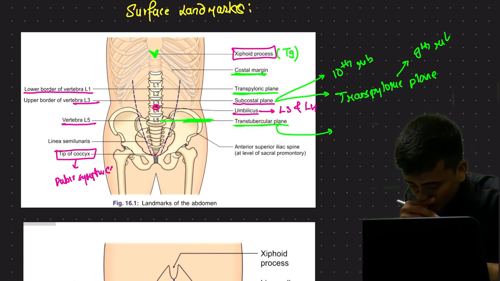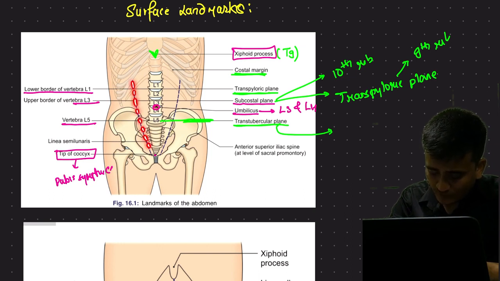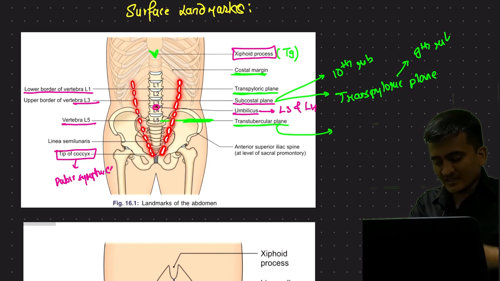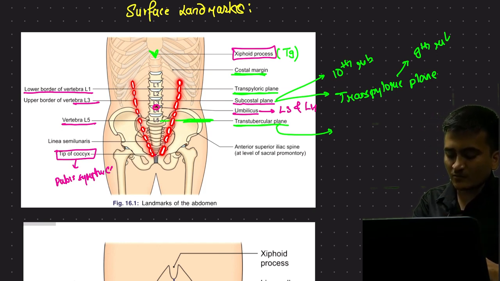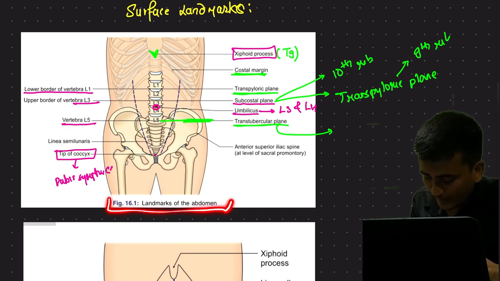Another thing that we need to know here is linea semilunaris, right? Linea semilunaris is the lateral boundary of what? The lateral boundary of the rectus sheath. We'll learn it in detail afterwards, but right now we need to know that linea semilunaris is the lateral boundary of the rectus sheath. Similarly, there is one central linea alba that we will discuss later on, that will pass through our umbilicus. So these are the landmarks of the abdomen that we need to know.